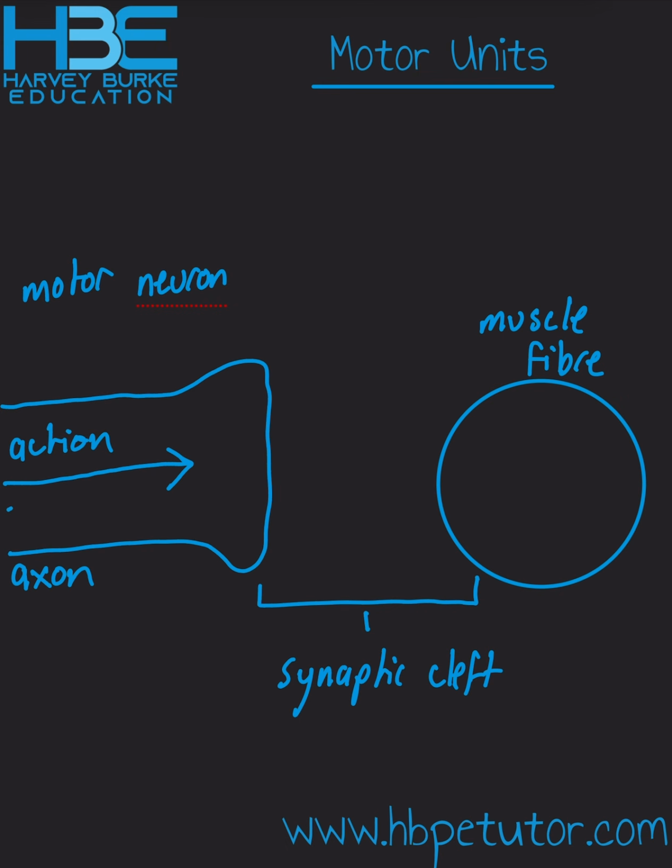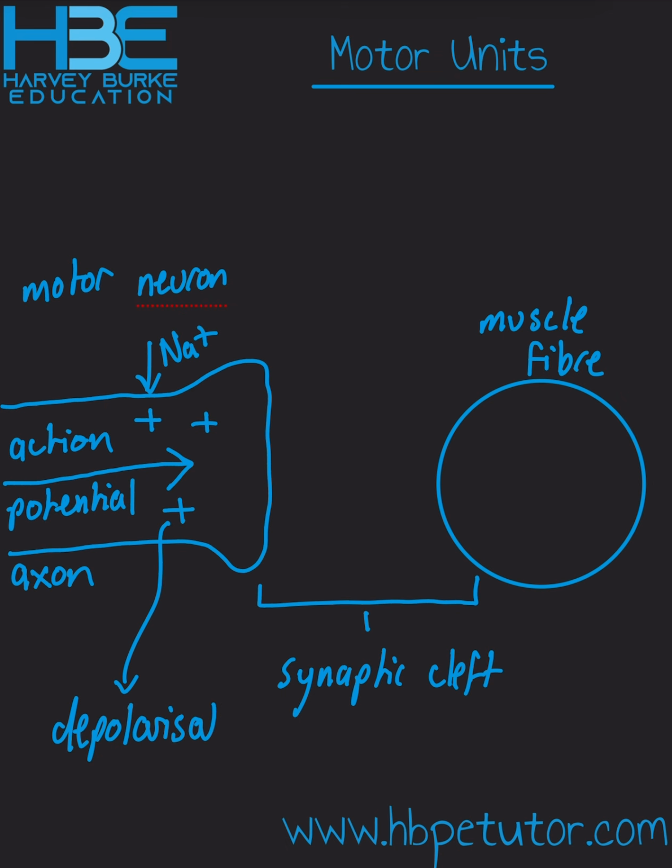So an action potential diffuses down the axon of a motor neuron, and that is created by sodium ions diffusing into the axon and creating this positive charge, so making the charge go from negative to positive, and that is known as depolarization.